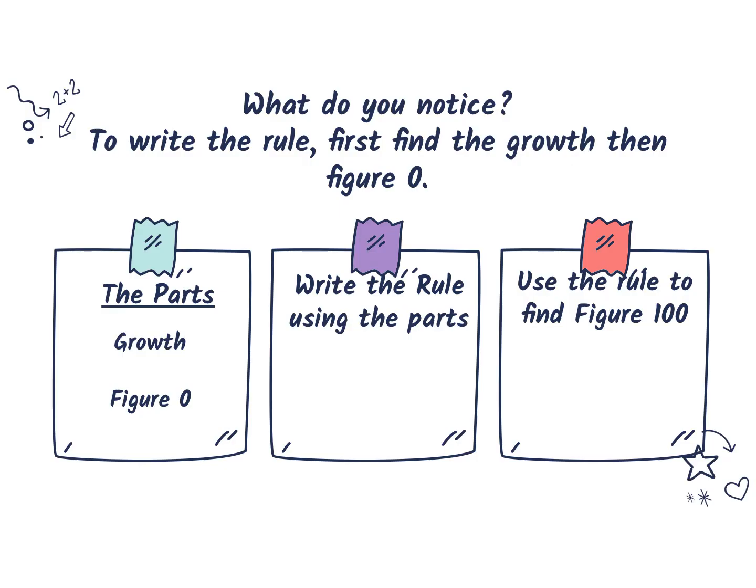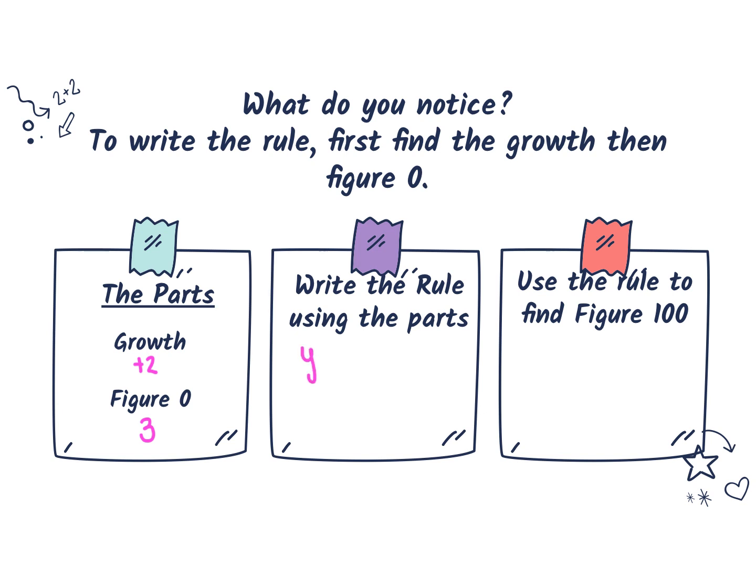All right, so here we are again. What do you notice? We're going to write the rule using the growth and the number of tiles in figure 0, and then we're going to use the rule that we write to find the number of tiles in figure 100. So one more time, just practicing this. Our growth, again, was plus 2, and the number of tiles in figure 0 was 3.